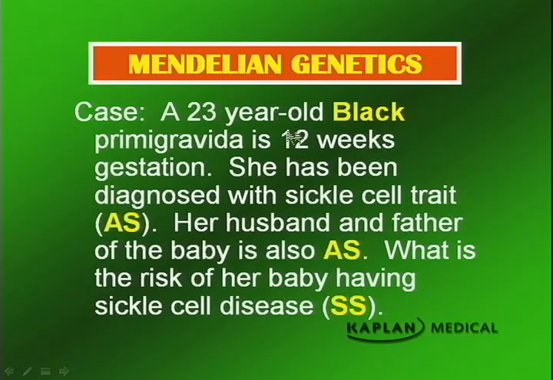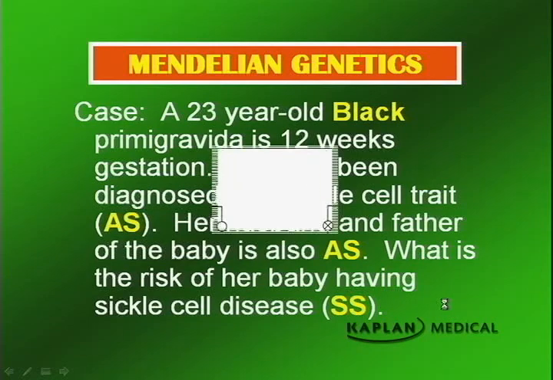We have a 23-year-old black primigravida who was 12 weeks gestation, first trimester. She has been diagnosed with sickle cell trait. Sickle cell trait has hemoglobin A and hemoglobin S. Her husband and father of the baby is also AS, or sickle cell trait. What is the risk of her baby having sickle cell disease, SS?